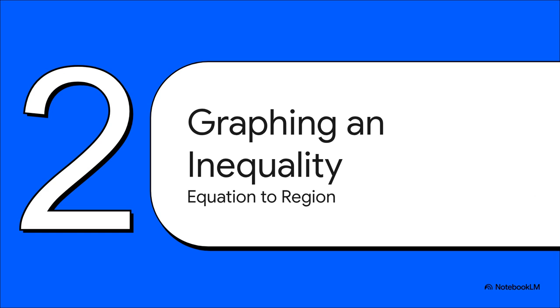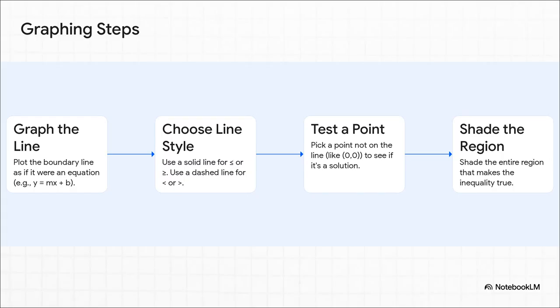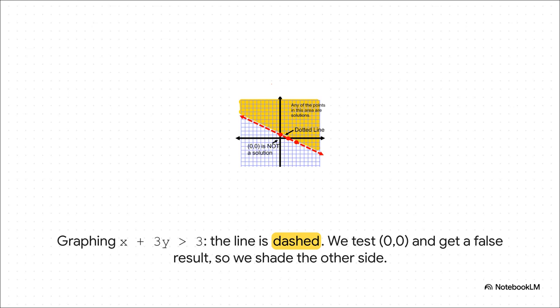All right, theory's done. Let's actually turn these symbols into a picture. This is where the magic really starts to happen, where we take a rule and create the first part of our decision-making map. The process here is actually super logical, which is nice. We'll start by drawing a boundary line. Think of it as our fence. Then, we figure out if it's a solid fence or a dotted one. And finally, we just test a point on one side to see which entire region we need to shade in as our solution zone.